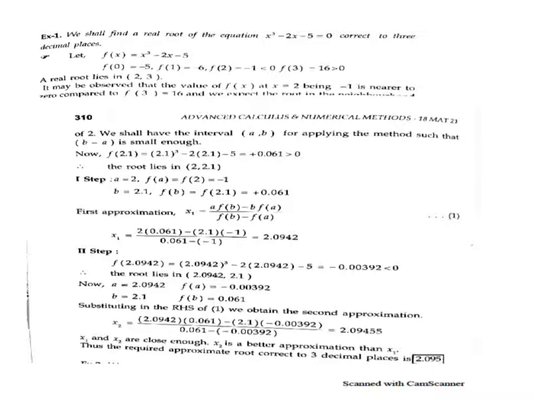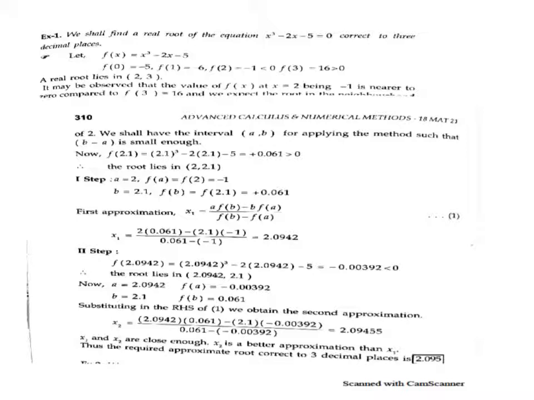Now again we have to put this as x value in the function and check what the value will be. So f of 2.0942. Substitute the value of x as 2.0942 in the function and the calculated value is minus 0.00392, which is negative, that is less than 0. And now we consider the value of the function where we have got positive, that is for 2.1.